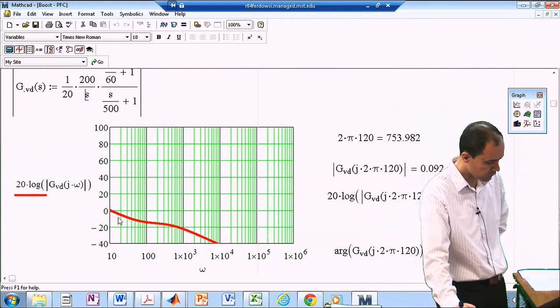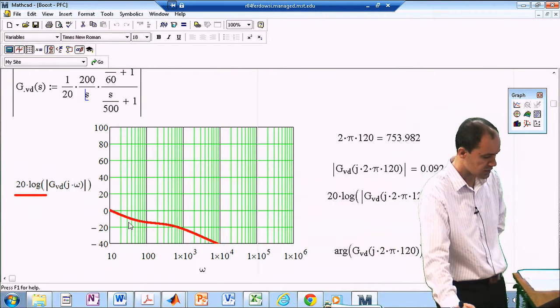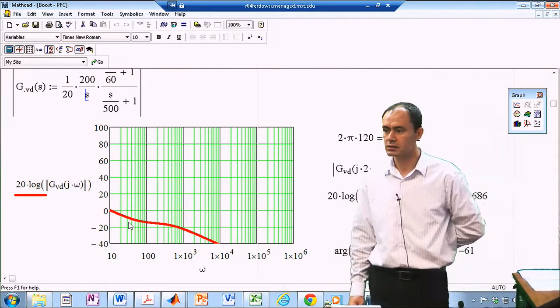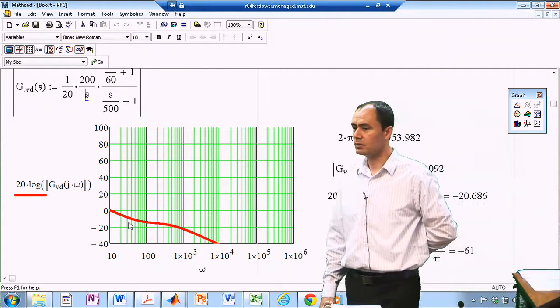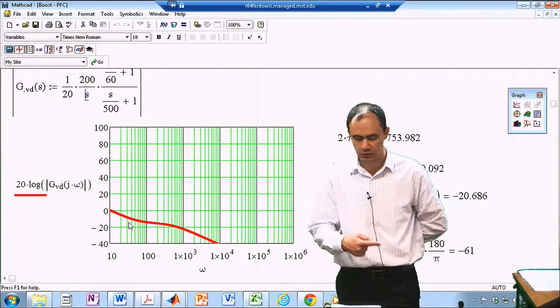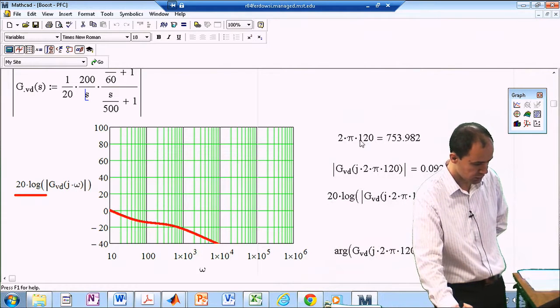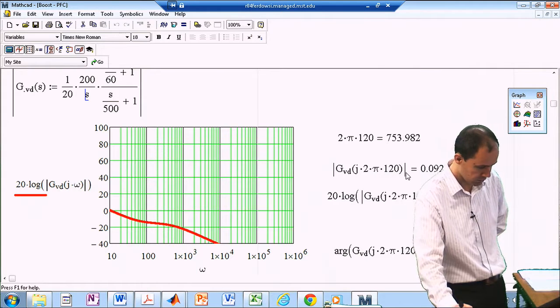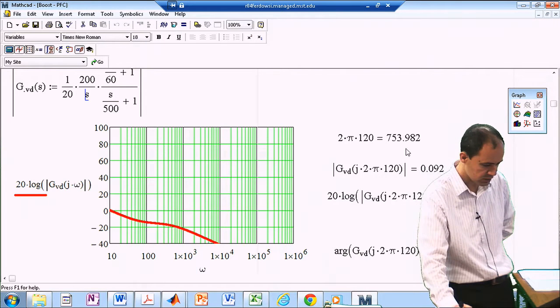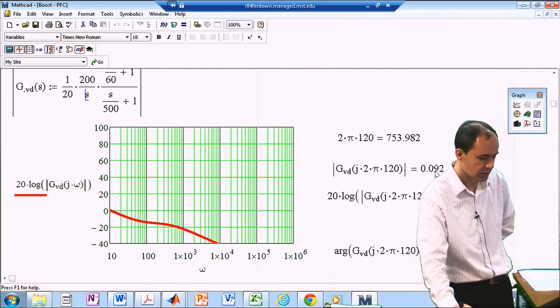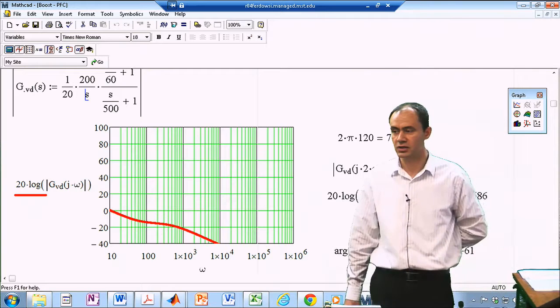Why is that? Why do we make it so conservative? The reason is we would like to attenuate the 120 hertz ripple in the output of our controller. So here I'm looking at 120 hertz in terms of radians per second, which is 750. And actually looking at the magnitude of my compensation network at this particular frequency, it is only 10% or 9%.